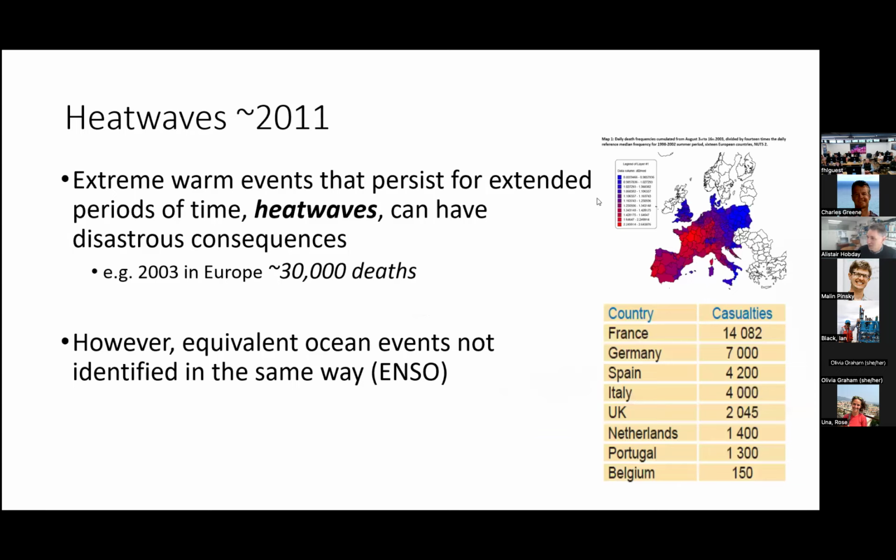So what did we know in 2011? We did know that heat waves, which occurred in the atmosphere, were really extreme warm events that persist for extended periods of time. And on land, they can really have disastrous consequences. And again, that idea that the atmosphere as a result of climate change was giving us really strong extremes that had massive impacts on communities, I think also helped give this research field extra impetus. Heat waves were being described on land, but equivalent events were not being identified in the ocean. Again, we were associating warm water typically with large climate drivers.